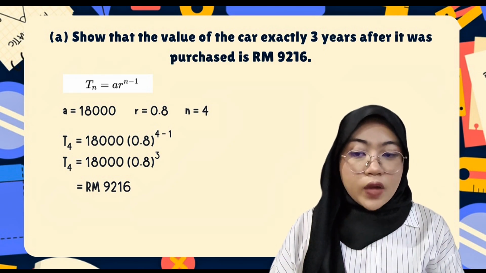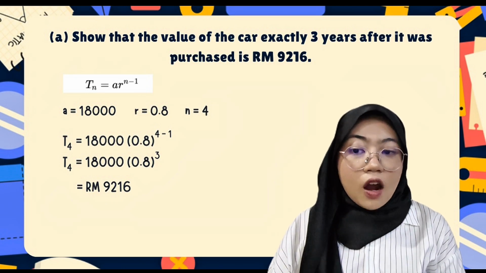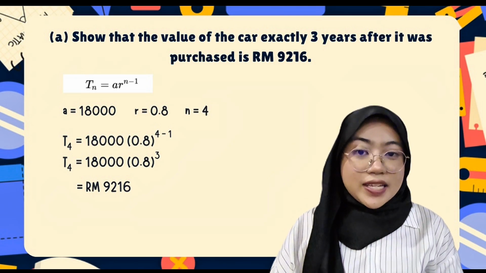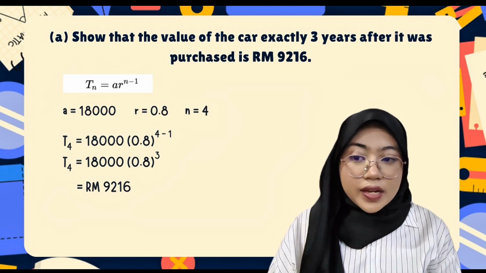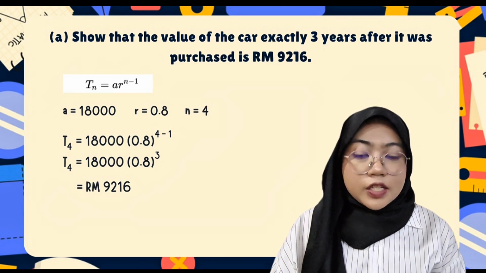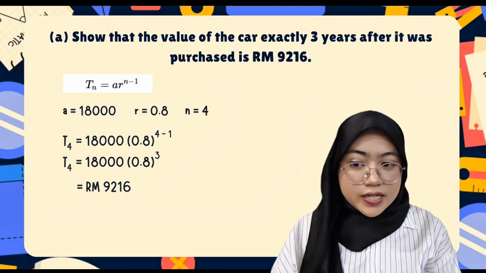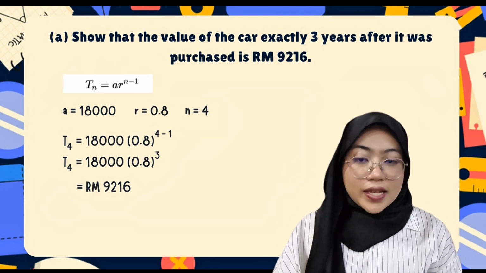So based on the question, we have our A and our R, which is A equals 18,000, R equals 0.8, and our N equals 4 because it says 3 years exactly after. So 3 plus 1 equals 4 years. So T4 equals 18,000 times 0.8 to the power of 4 minus 1, and then we will solve the calculations and we will get T4, which is 9,260 ringgit.